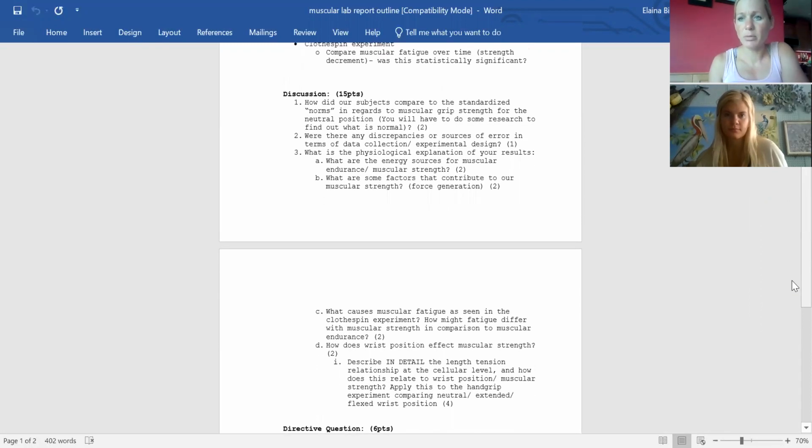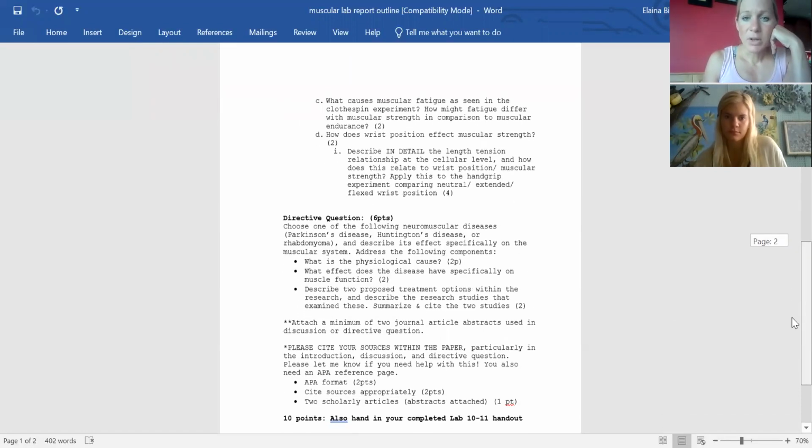So I would probably wait till you get some feedback on that lab report today before you start on this one. But the main thing that you really want to focus on in this lab report is the length tension relationship as it relates to those different wrist positions, okay? So again, when we think about actin and myosin overlap, which you'll learn about in today's lecture, think about how much actin and myosin are overlapping based on the position of the muscle, and that's really what you want to focus on here.